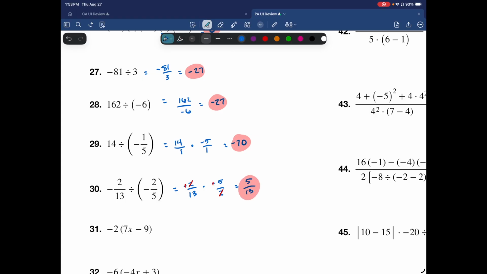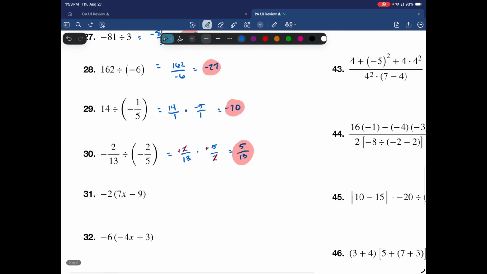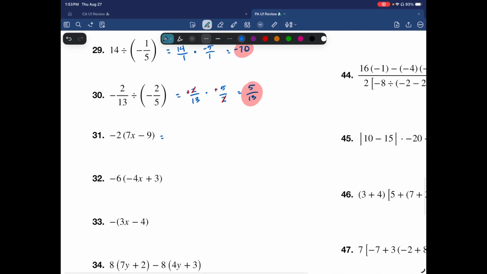All right, let's see. On 31, we're just going to distribute. So we got negative 14x plus 18. Nothing special there, just multiply it out. Make sure you distribute that negative when you distribute the 2. All right, on 32, once again, distribute the negative when you distribute the 6, and that's going to be positive 24x minus 18.